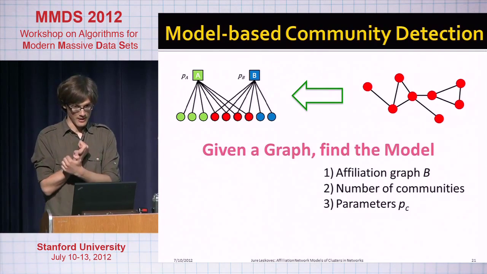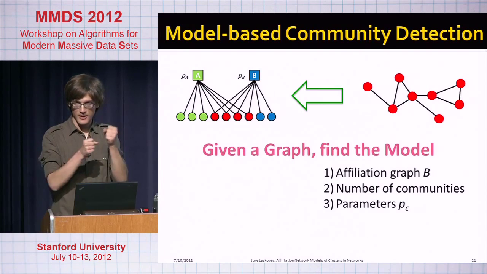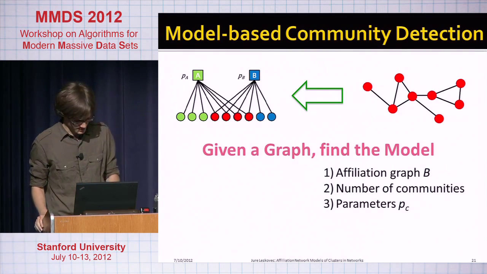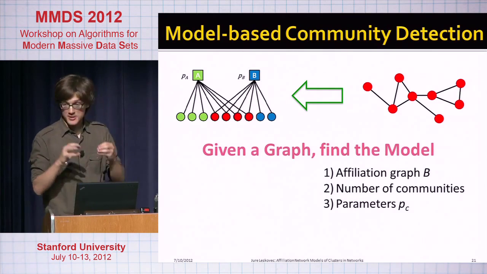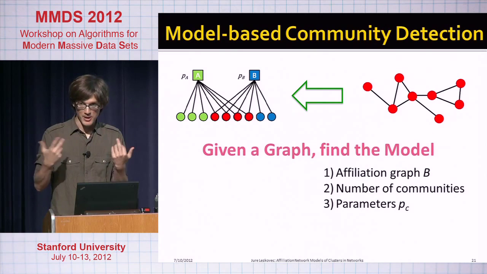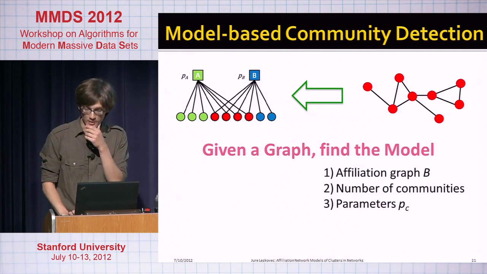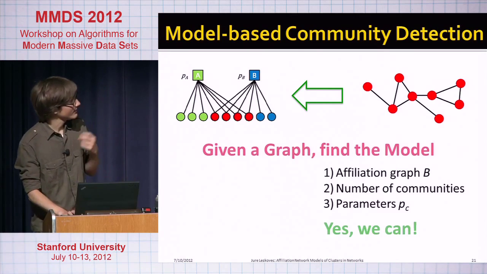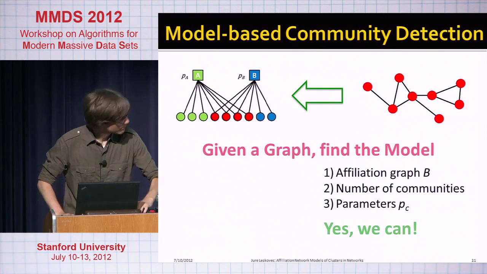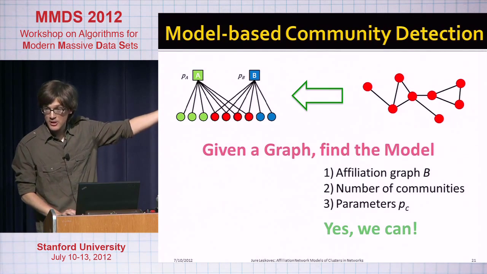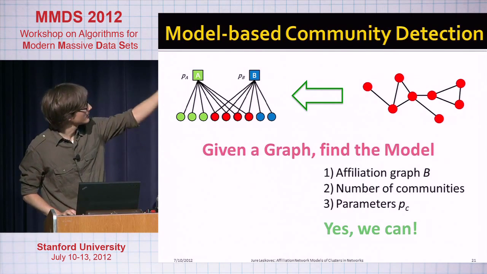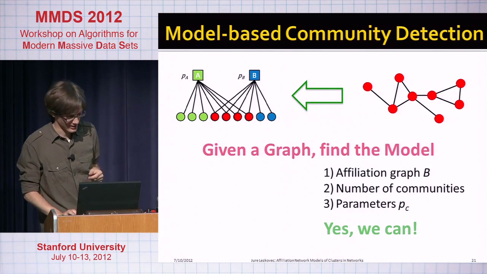So what do I want to find, right? I want to find the affiliations, I want to find the number of communities, the number of square nodes, and I want to find these parameters that tell me the probability of members of a single community to link with each other. And the idea is that yes, you can develop a parameter fitting method that, given a graph, will identify the clusters.